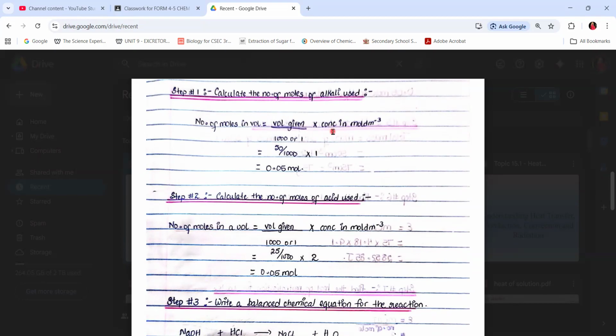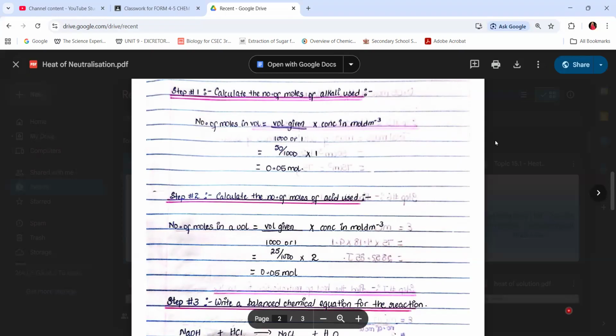Volume given in the question was 50. It's given in cm cubes, so we're using 1,000 here. And the concentration of the alkali given is 1. So you end up with 0.05 moles. Guys, are you all with me so far? Let me know. I ain't seen no thumbs up here, so I don't know for sure. All right, so Akila saying yeah. Janine, yeah. All right. Kyle, Yashana.